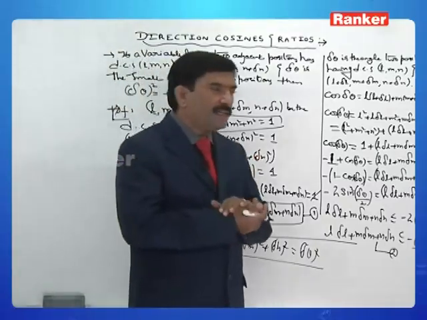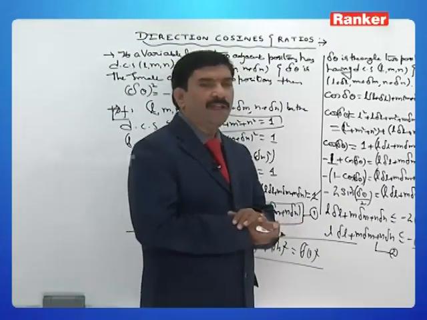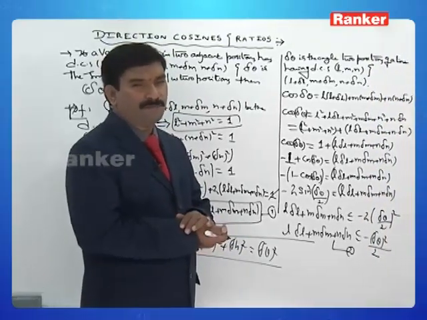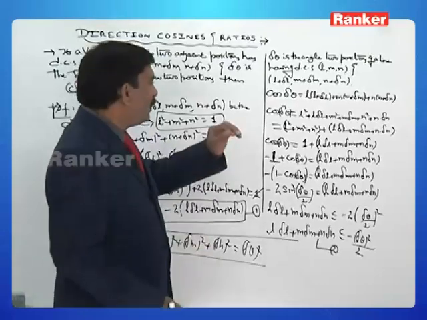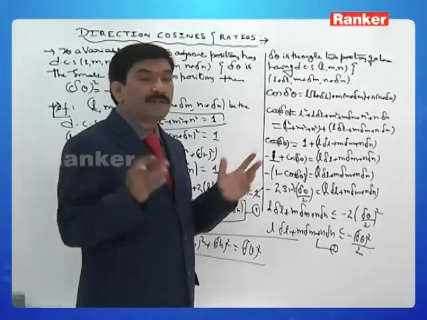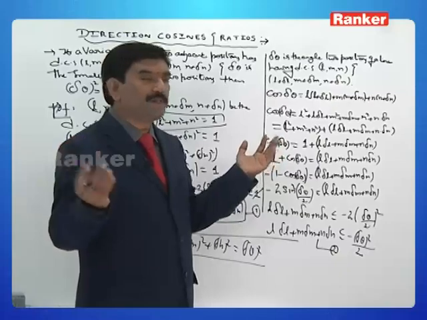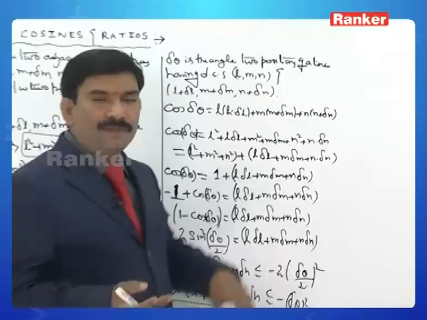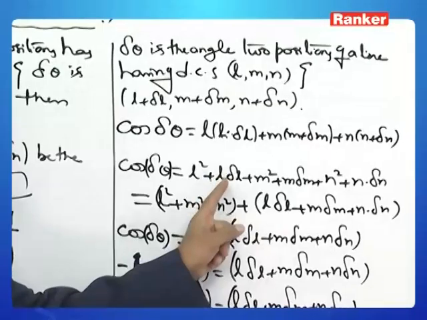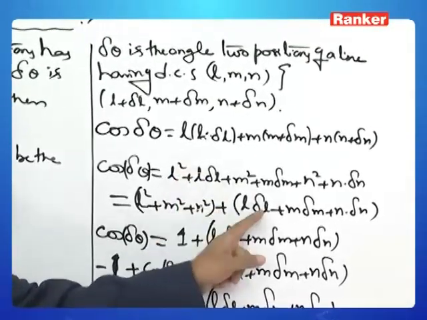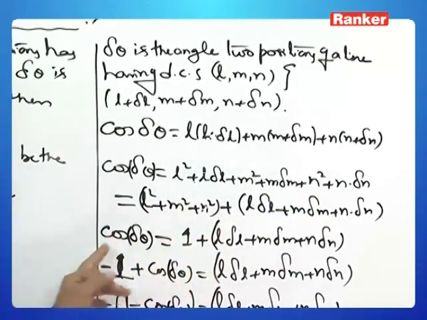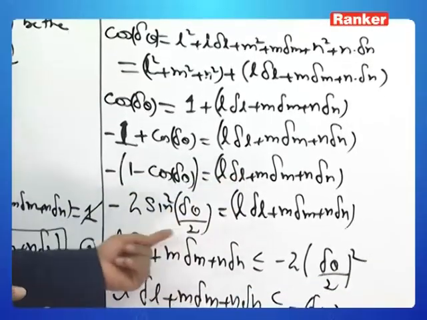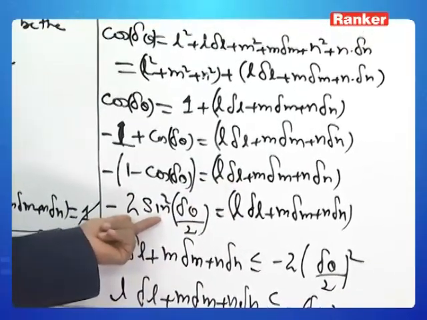As dou theta is the angle between two positions of a line having DCs L, M, N and L plus dou L, M plus dou M, N plus dou N. Got it? Now what is the angle between the two lines? Cos theta is equal to L1 L2 plus M1 M2 plus N1 N2. Instead of theta, I have taken dou theta. Now you multiply: L square plus M square plus N square is 1, and L dou L plus M dou M plus N dou N. Transfer this side. That is 1 minus cos dou theta, minus outside. This is nothing but minus 2 sine square dou theta by 2.